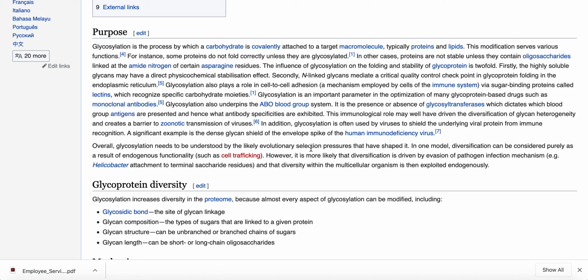Glycosylation is the process by which a carbohydrate is covalently attached to a target macromolecule, typically proteins and lipids. This modification serves various functions. For instance, some proteins do not fold correctly unless they are glycosylated.